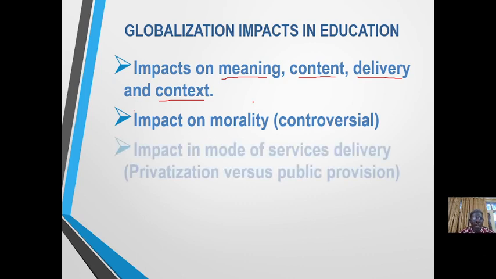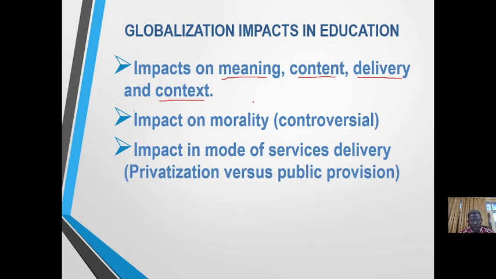Another area is the impact on the mode of service delivery. We talk about privatization versus public provision of education. You see, in Tanzania, for example, in the colonial era, education was a tool for colonialists to get labor, both skilled and unskilled, for the sake of improving the economic conduct.